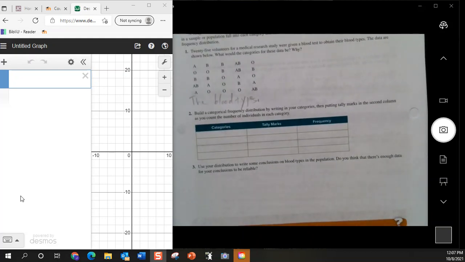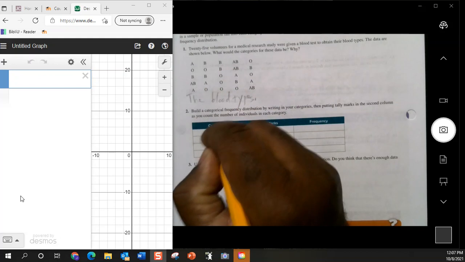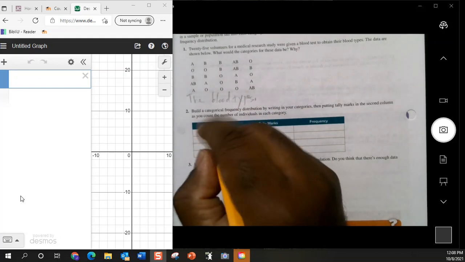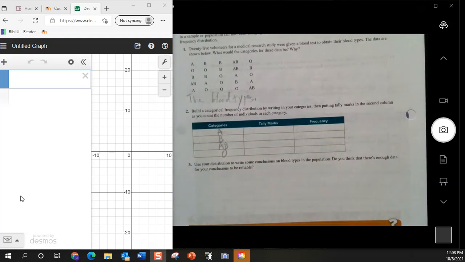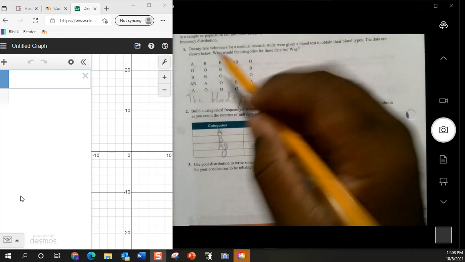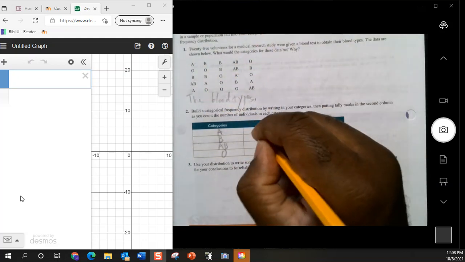So number 2, it says build a categorical frequency distribution by writing in your categories, then putting tally marks in the second column as you count the number of individuals in each category. So if you look here, we have blood type A, B, AB, and then O. So we do our tally marks here. If we look at A, we have 1, 2, 3, 4, 5 for A.